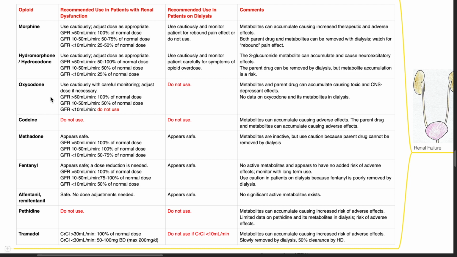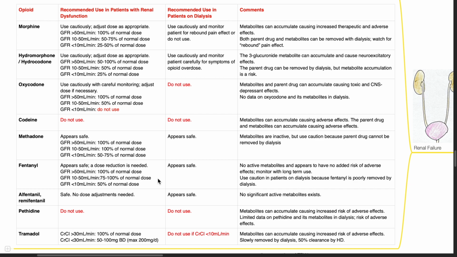Methadone appears safe for patients on dialysis. Metabolites of methadone are inactive, but use caution because the parent drug cannot be removed by dialysis. Fentanyl appears safe for patients with renal dysfunction. A dose reduction is needed.